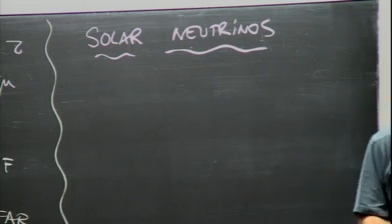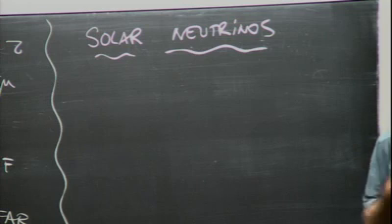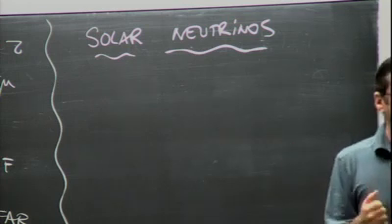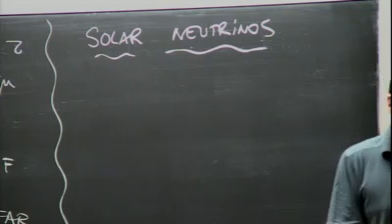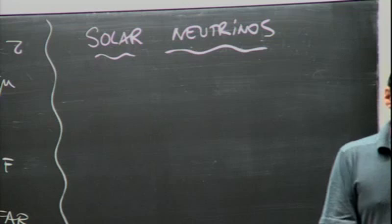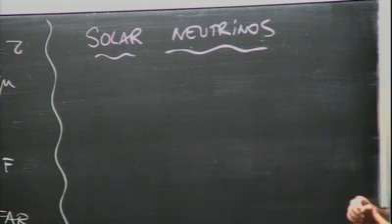When people figured out how the sun burns, or were postulating how the sun burns, this was a big thing that stuck out. You say, hey, the sun is emitting all of these neutrinos. Wouldn't it be great if we could see them? So that's what people started thinking about how to do.